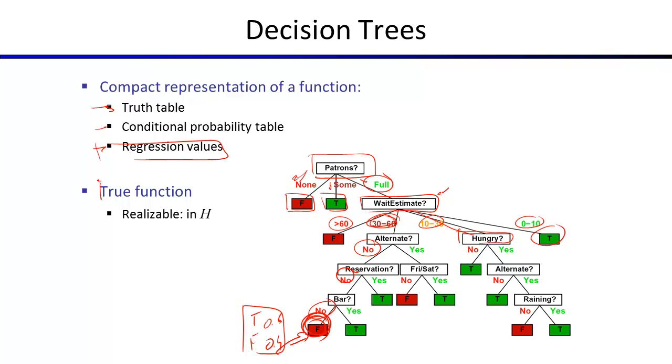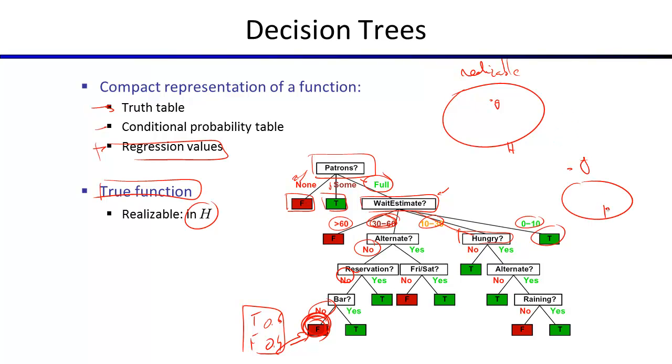If the true function is inside your big set capital H, then we say it's realizable. So in terms of the picture we had in learning theory, if your G lies inside capital H, this is the realizable case. And if G were to lie outside of your capital H, then you have an unrealizable case.